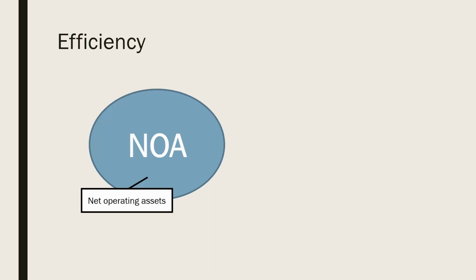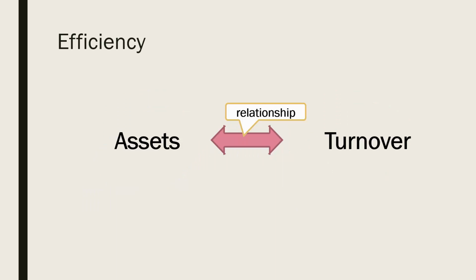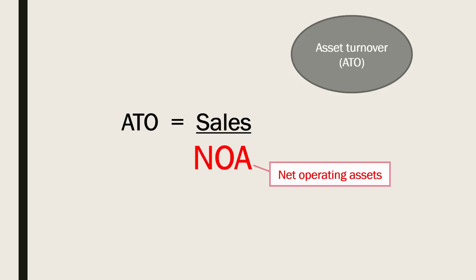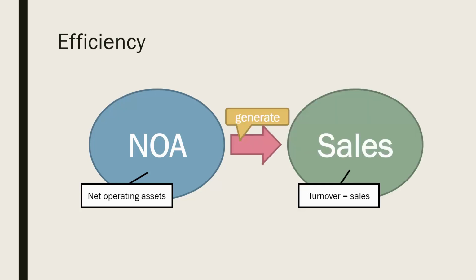Efficiency is how well net operating assets in a business are being used to generate sales or turnover. Turnover is another word for sales. It is measured as the relationship between assets and turnover, called, unimaginatively, asset turnover. We define asset turnover as sales divided by net operating assets. Asset turnover is the amount of sales generated by each dollar of net operating assets in the business. It is the ability of net operating assets in the business to generate sales.